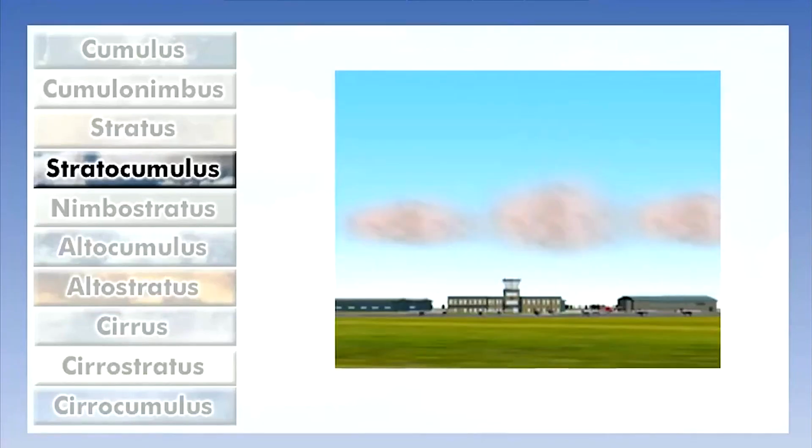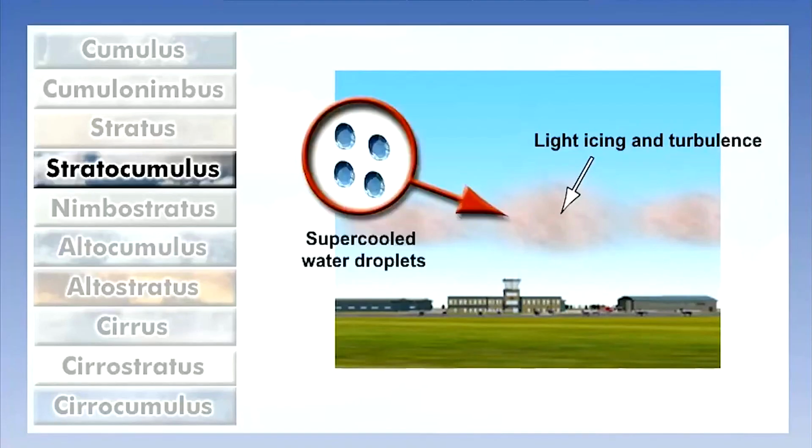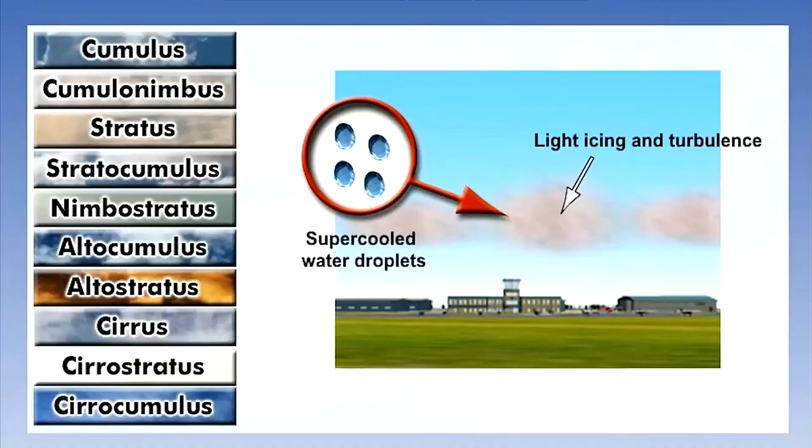Stratocumulus is usually made of water droplets and has a light icing and turbulence risk. However, on occasion when the temperature structure is just right, large numbers of supercooled water droplets can be present, giving a moderate, perhaps even severe icing risk with prolonged flight in the cloud.